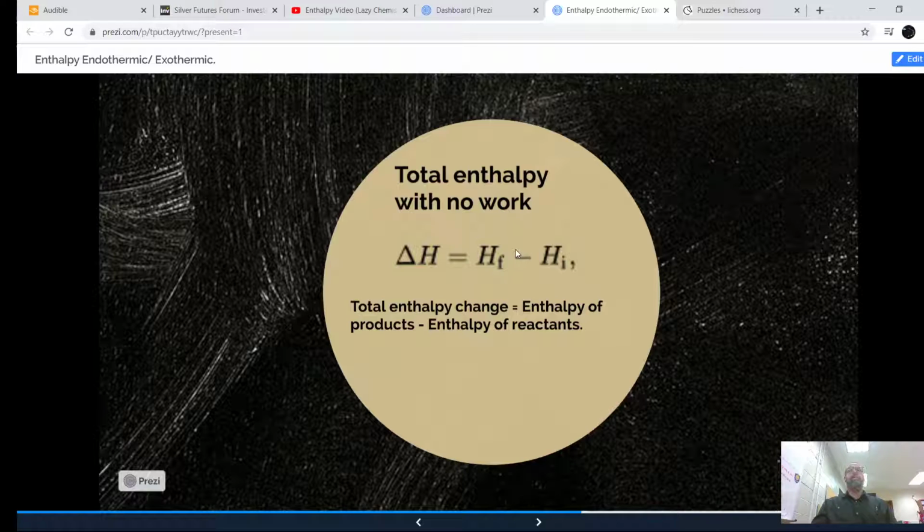Instead, what we're going to worry about is the actual change in heat, because a lot of the reactions that we're going to work with are only going to have a change in heat. And when we measure that to find our enthalpy, what we're going to do is take the enthalpy of our final products minus the enthalpy of our initial products, okay?